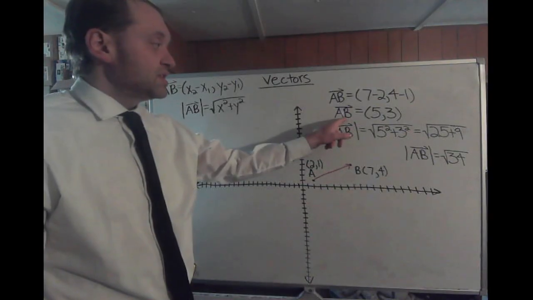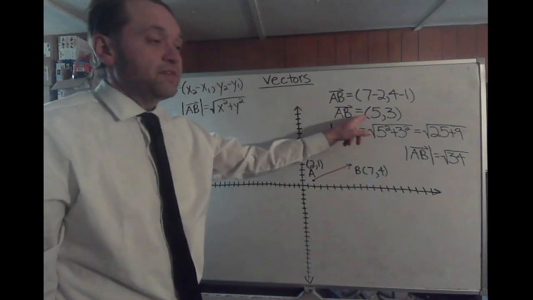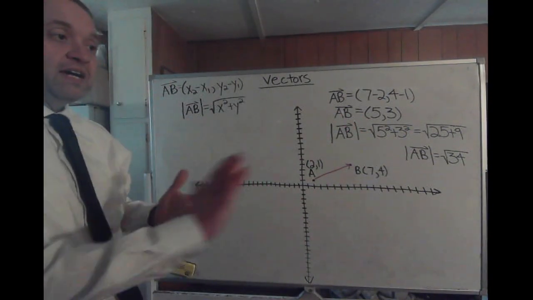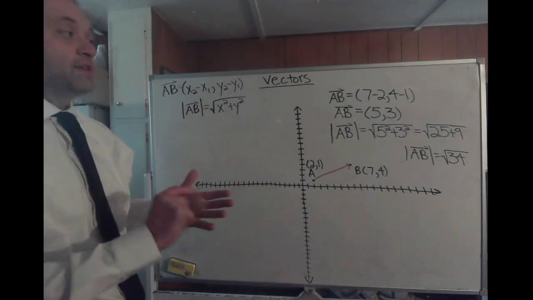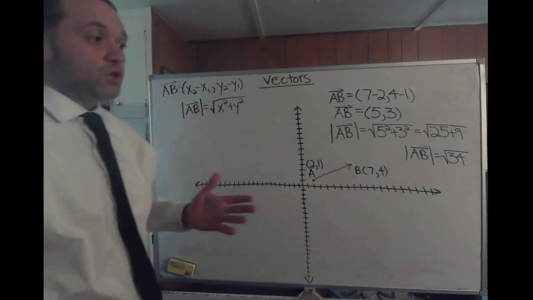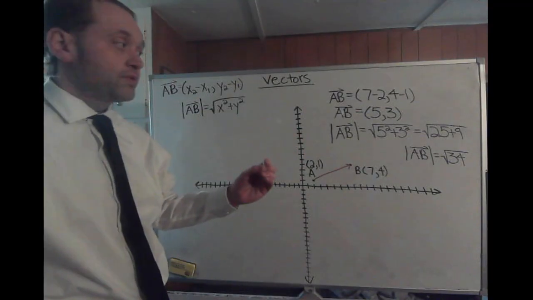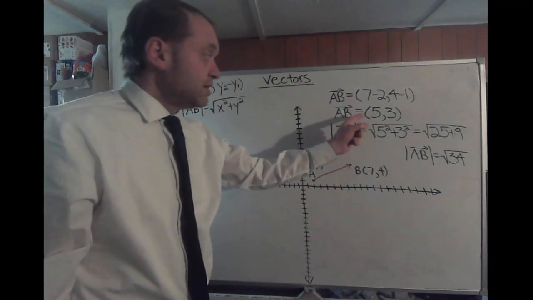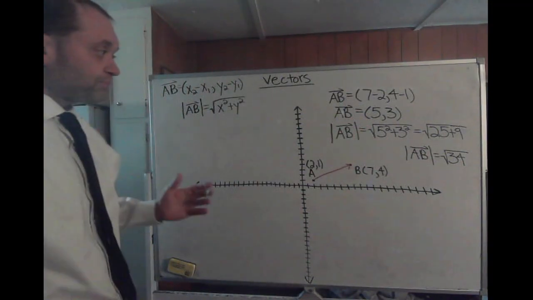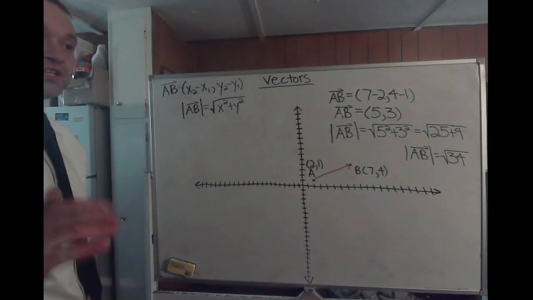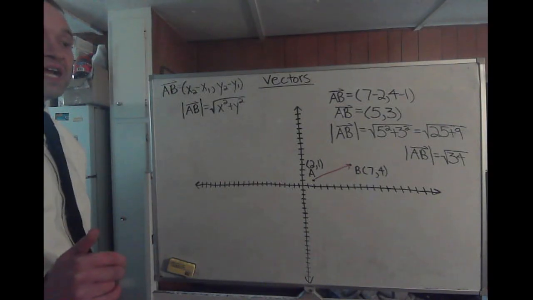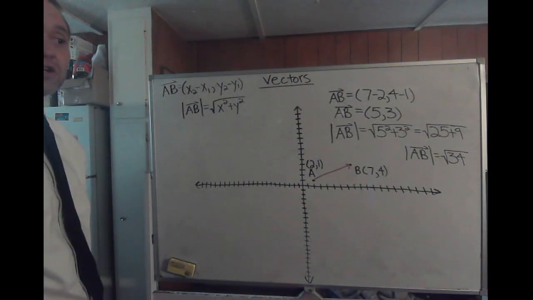So the vector itself is going to be 5, 3. It's moving 5 to the east and 3 north. So it's moving northeast then. If it's moving 5 to the east and 3 north, it's moving northeast.